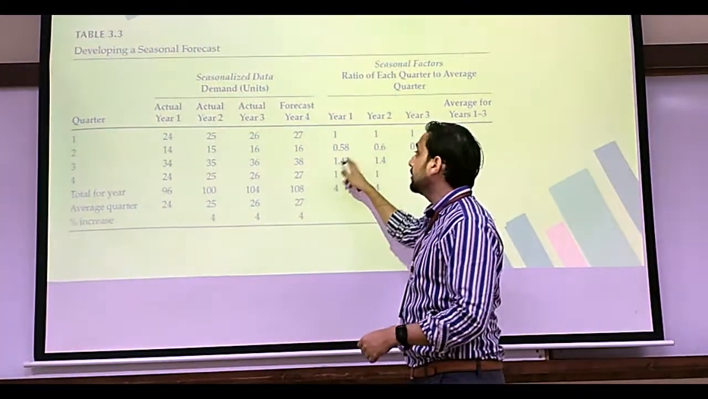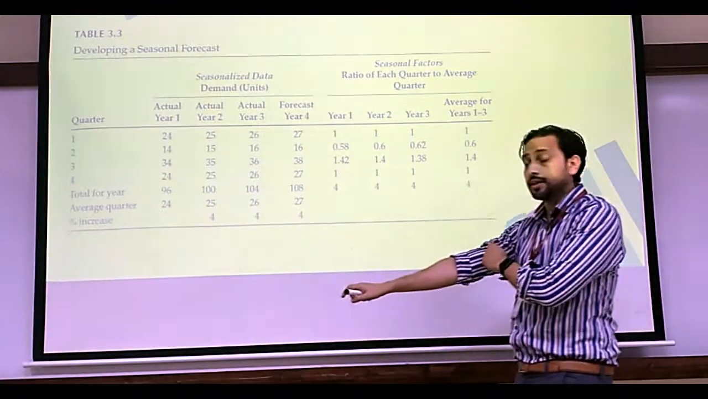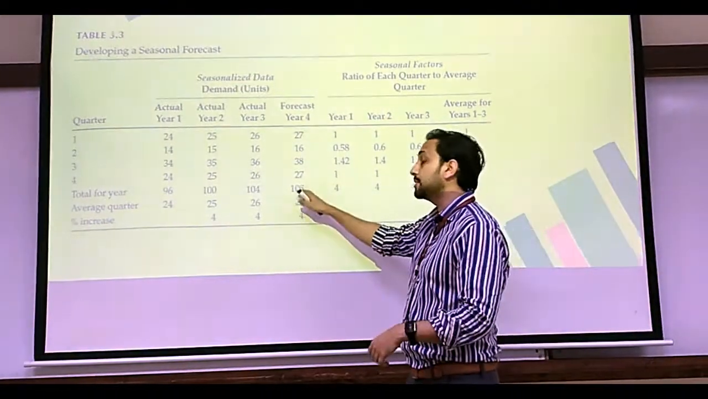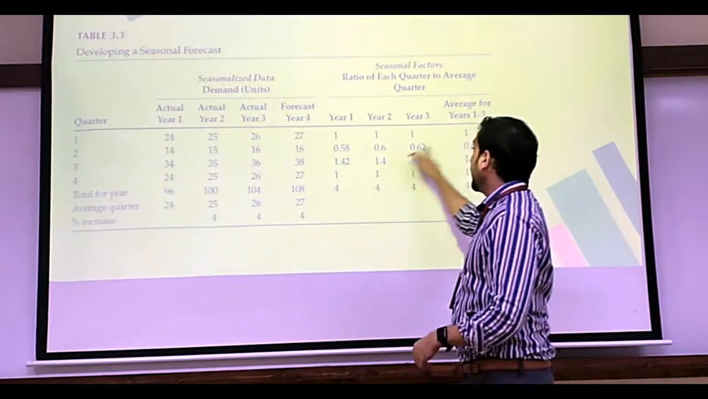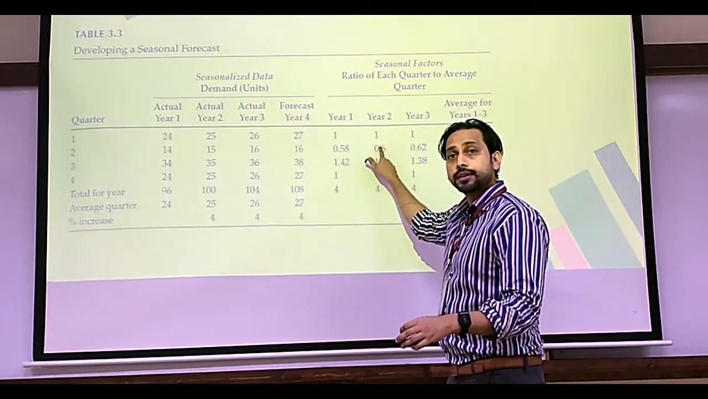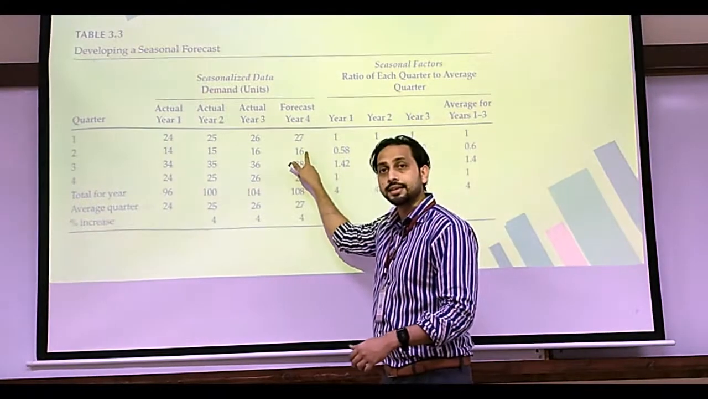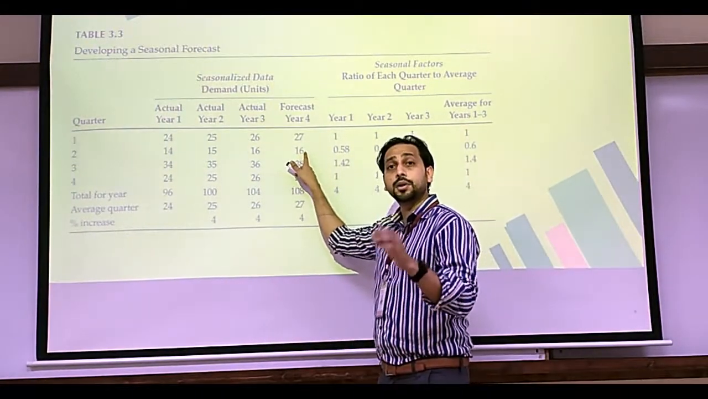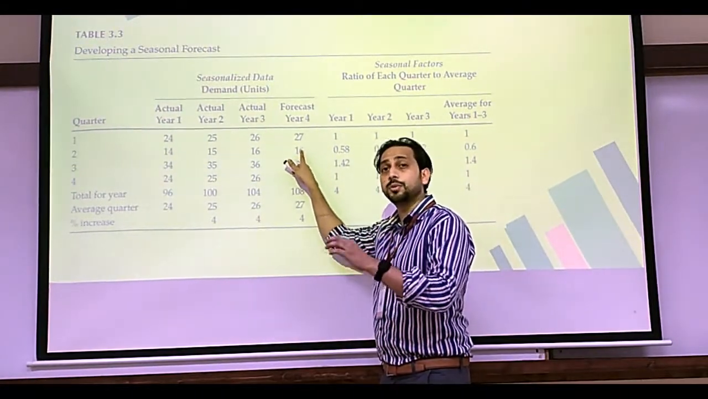Then in the second quarter, the demand was different because it came down. And now 27 will be multiplied by 0.6, and that will result in 16. So the demand forecast for the second quarter of year 4 will be 16.